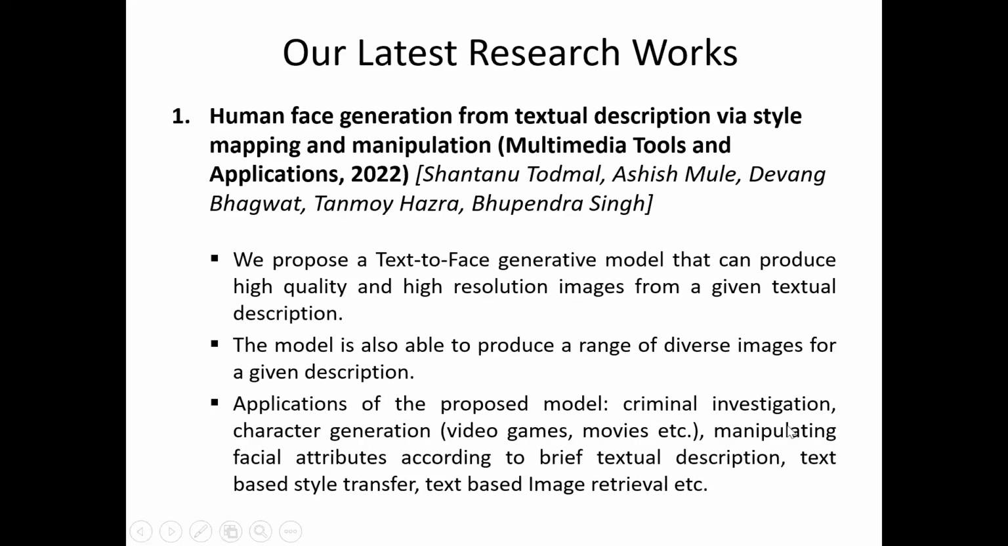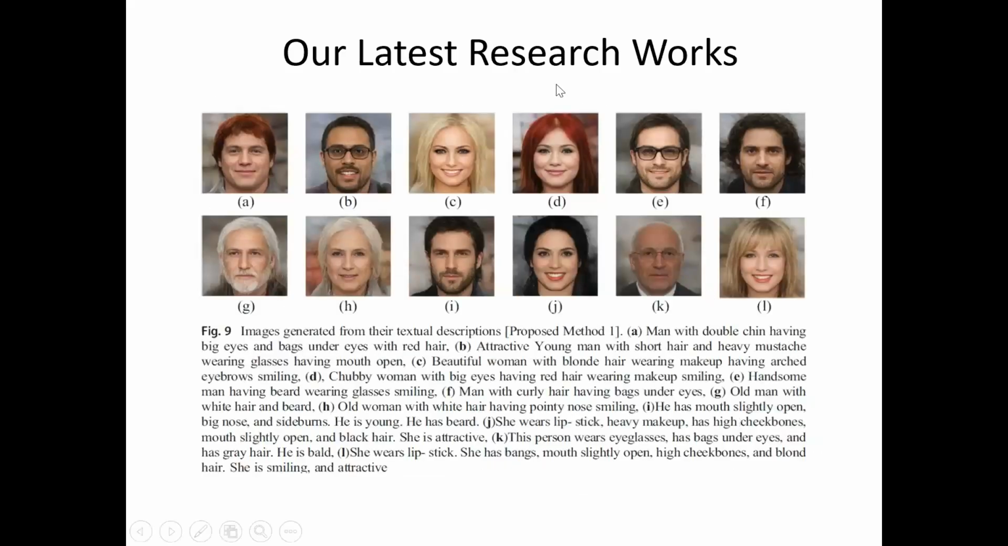Applications of the proposed model: criminal investigation, character generation. Sometimes you give a description of a criminal to the police, how he looks, right? So your system should generate such images with the help of textual descriptions. Manipulating facial attributes according to brief textual description, text-based style transfer, text-based image retrieval. So there are many applications. Here are some sets of images and some sets of textual descriptions. The system should map each textual description to the image that best fits it. That is done by GAN.